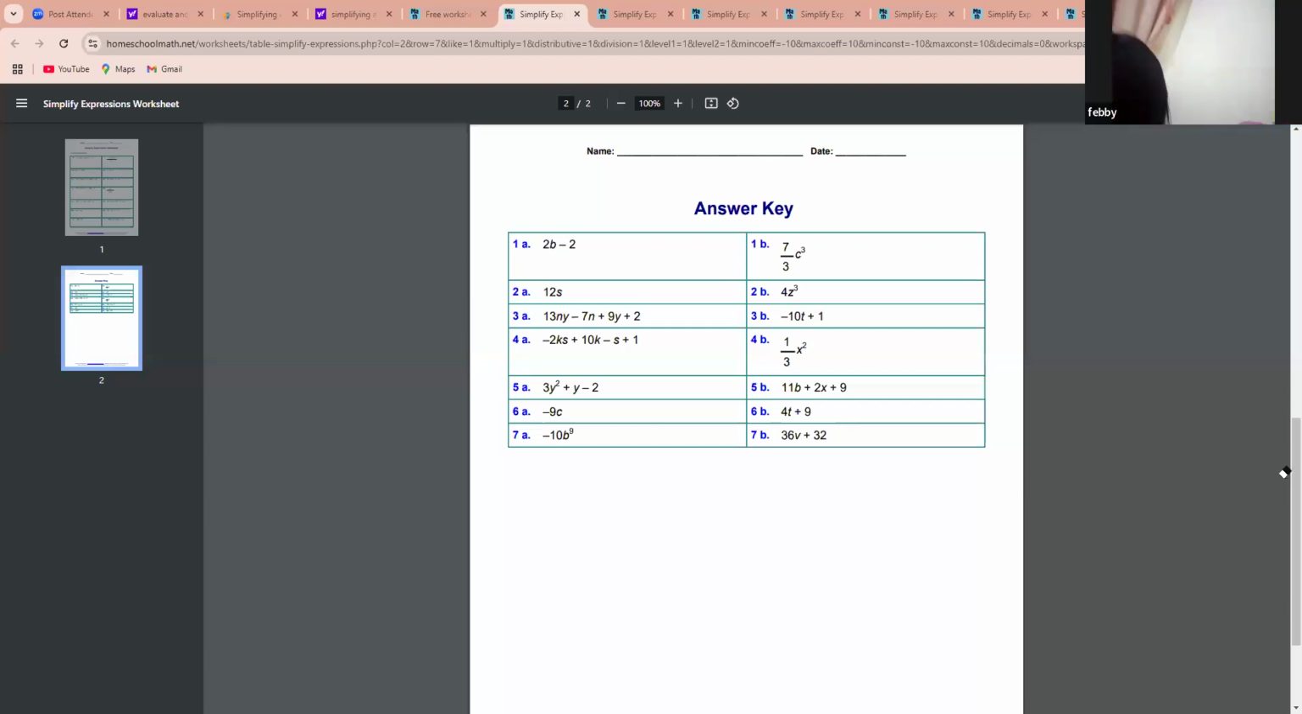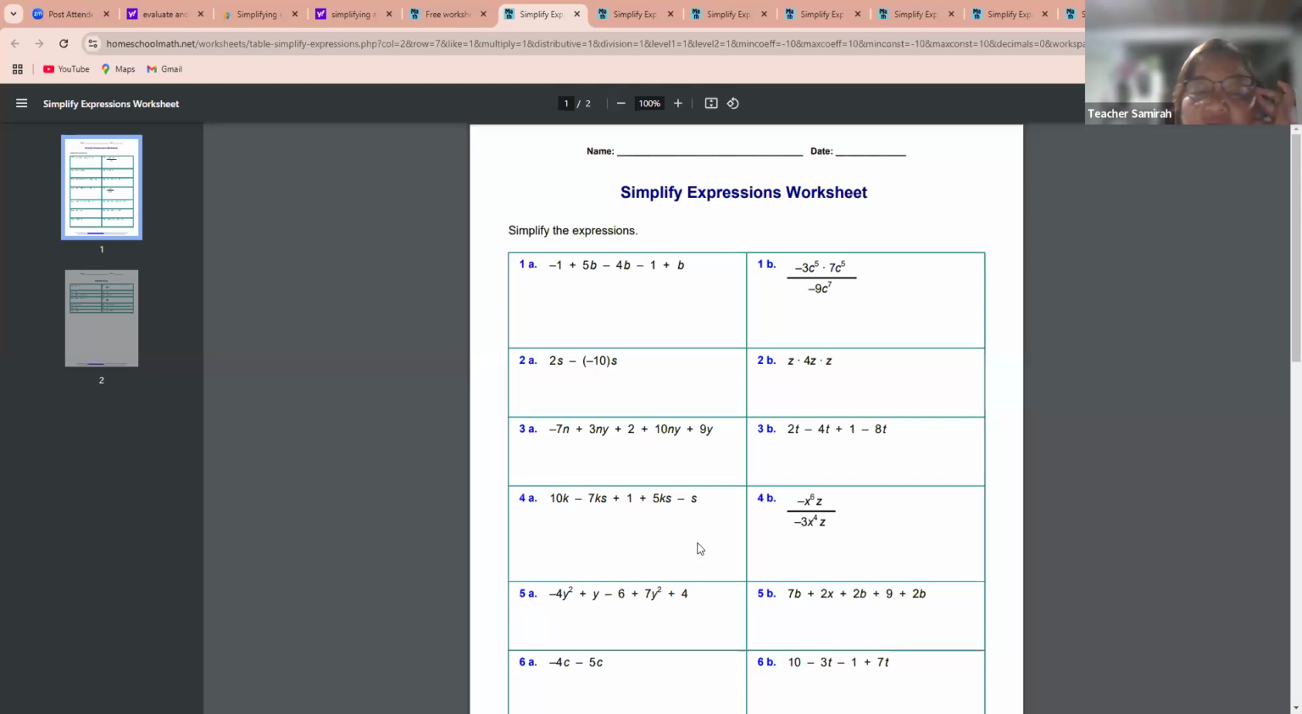Yes, teacher. Okay, so do not forget to combine all like terms. If they have the same variable but they do not have the same power, then it is not called like terms. They need to have the same variable as well as the same power to be considered like terms. Okay? Next question.